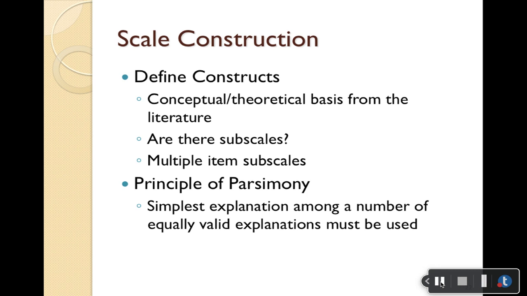We also want to keep in mind this idea of parsimony. So if we can measure something like job satisfaction with 5 items, that's going to be preferable to trying to put 100 items in our survey. Generally the simplest explanation among a number of equally valid explanations is the one we want to use. And this isn't just for statistics, but really from a methodological standpoint in terms of your participants' time. So you don't want to have someone fill out a 100-question survey when you could get at the same construct with just asking 3 to 5 questions.